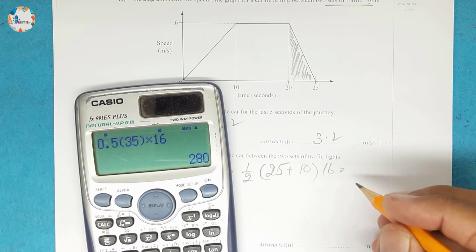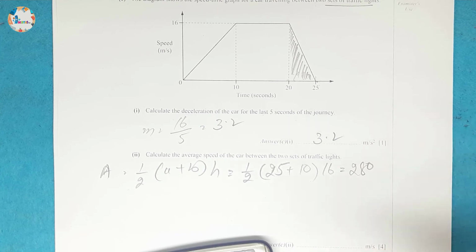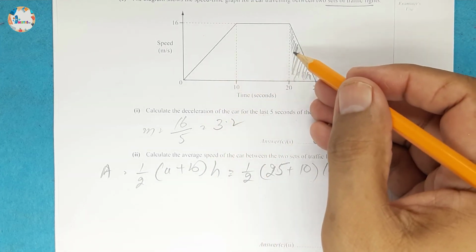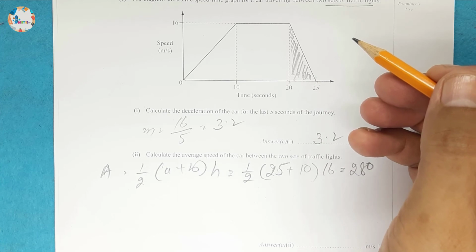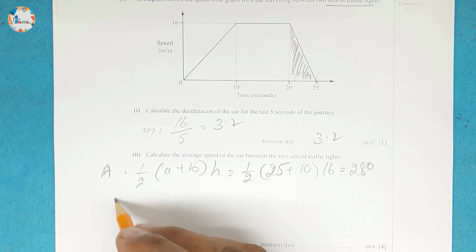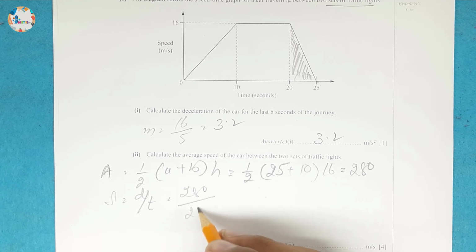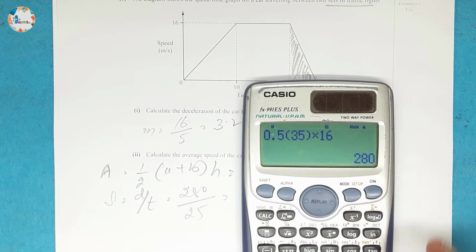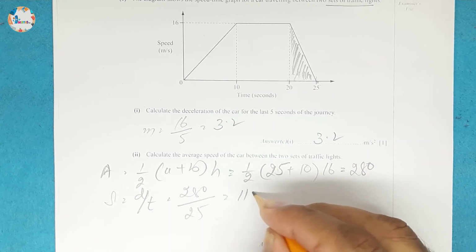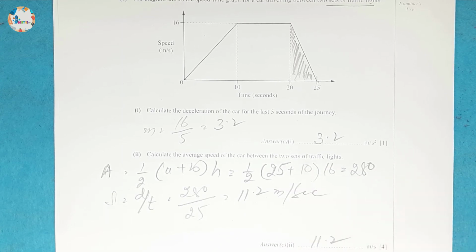This is 280. So the distance is 280, which we calculated as the area under the graph, and the time taken will be equal to what? Time taken is 25. So speed is equal to distance over time, which is 280 divided by 25. So this will be equal to 11.2 meters per second. So 11.2 will be our final answer for this part.